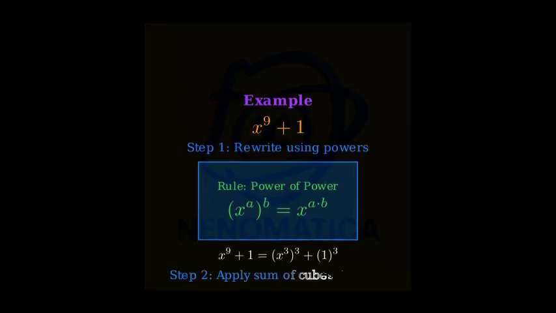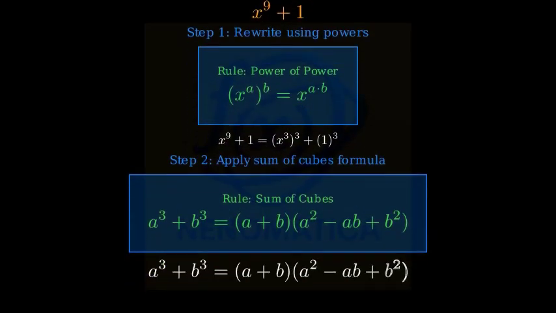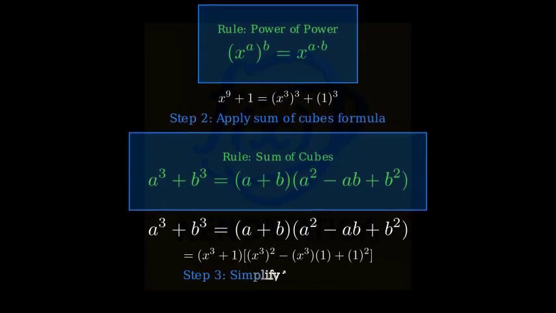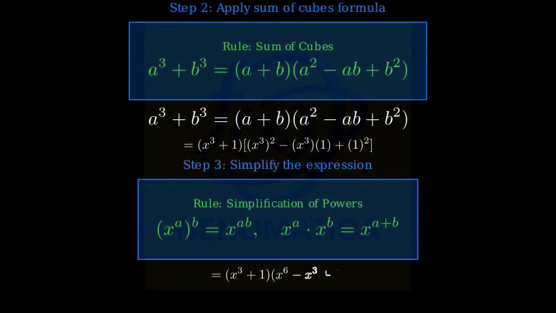Now we can apply the formula for the sum of cubes, which states that a cubed plus b cubed equals (a plus b) times (a squared minus a times b plus b squared). In our case, a is x to the power of 3 and b is 1. Let's simplify the expression. We have (x to the power of 3 plus 1) times ((x to the power of 3) squared minus x to the power of 3 times 1 plus 1 squared). This simplifies to (x to the power of 3 plus 1) times (x to the power of 6 minus x to the power of 3 plus 1).